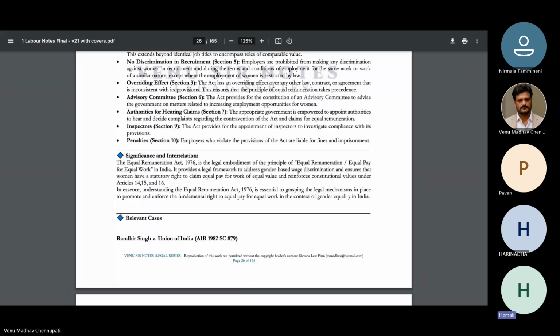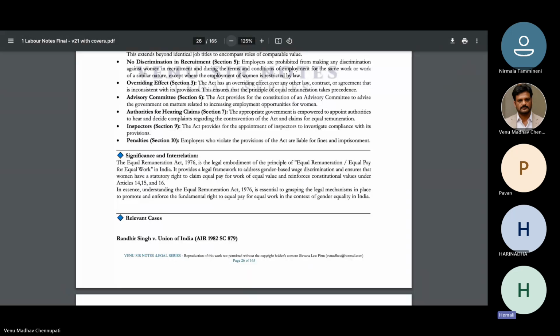Advisory Committee, Section 6. This Act provides for the constitution of an advisory committee to advise the government on matters related to increasing employment opportunities for women. Authorities for hearing claims, Section 7. The appropriate government is empowered to appoint authorities to hear and decide the complaints regarding the contravention of the Act and claims for equal remuneration.